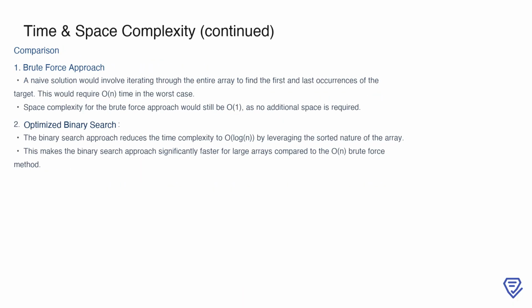Let's compare this optimized approach with a brute force solution. A naive method would involve iterating through the entire array to find the first and last positions of the target. In the worst case, this approach would require O(n) time, as it scans each element in the array. However, the space complexity would still be O(1), since no additional memory is used beyond a few variables. On the other hand, the binary search approach optimizes the time complexity by leveraging the sorted nature of the array, reducing it to O(log n). This makes the binary search method significantly faster, especially for large input arrays, while maintaining the same constant space complexity.